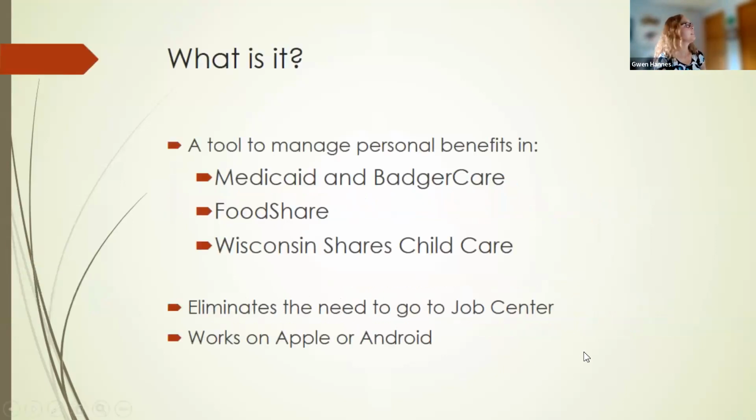What is MyACCESS? It's basically a tool to manage personal benefits, like I said, in Medicaid, BadgerCare, FoodShare, which is the new name for food stamps, if people remember that name. And Wisconsin Shares is the child care subsidy that working parents can get. It eliminates the need for folks to go in person to the job center for most things. That's still a benefit that's available to people, but this gives them the choice to manage things themselves. They can do it on any phone, so an Apple or an Android. They can download the app on either.